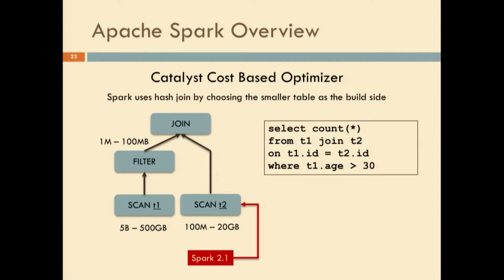But as you can see, once the filtering is done, T1 is way smaller. And now Spark 2.2 understands the statistics of your data. It is now smart enough to use the result of T1 as the map side of the join. So it's way more efficient than before.